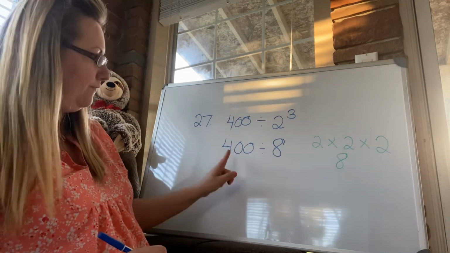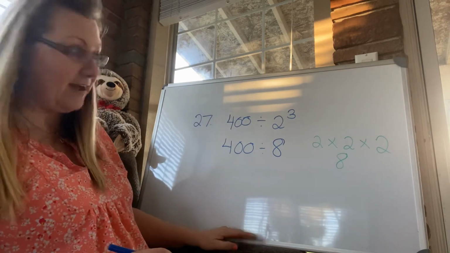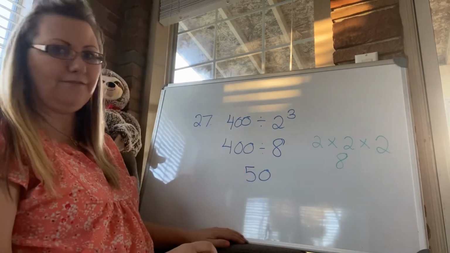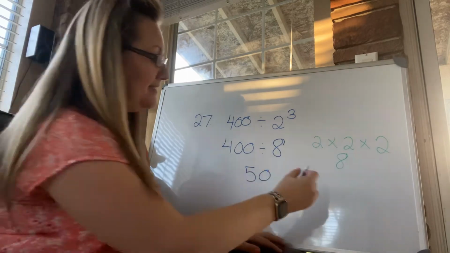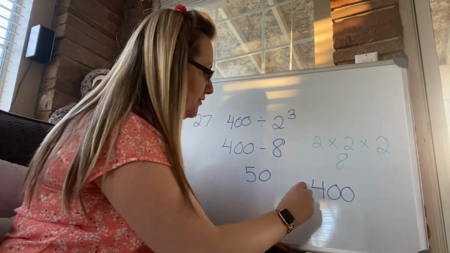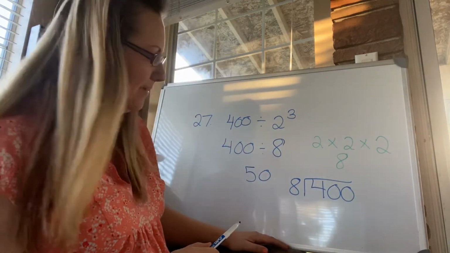What would that be? 40 divided by 8, add a 0, wouldn't that be a 5? 40 divided by 8 is 5. Add a 0 to make 50. But if you can't do that in your head, no problem, kids. You can always do it off to the side here, 400 divided by 8, and get the same answer.